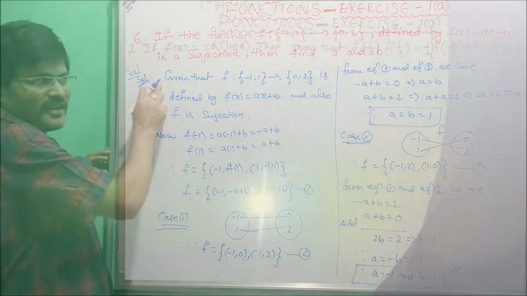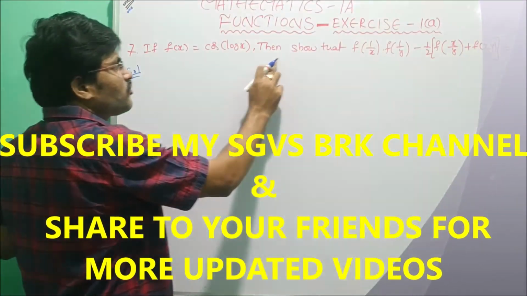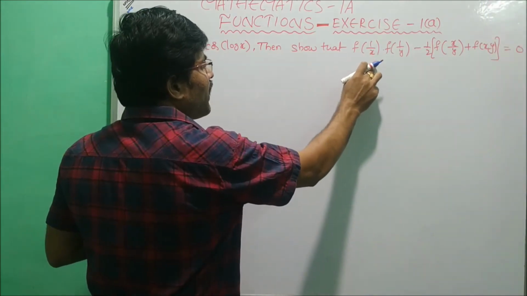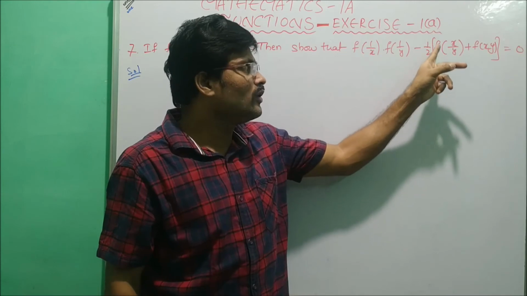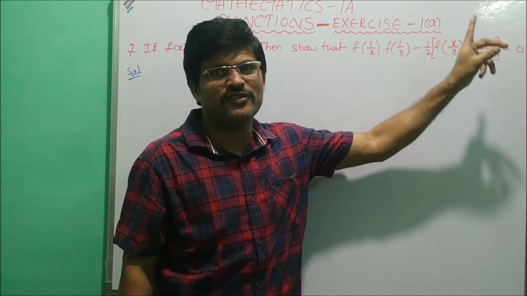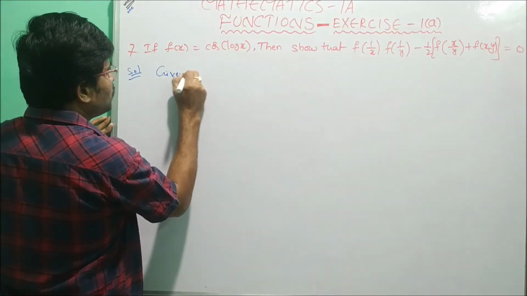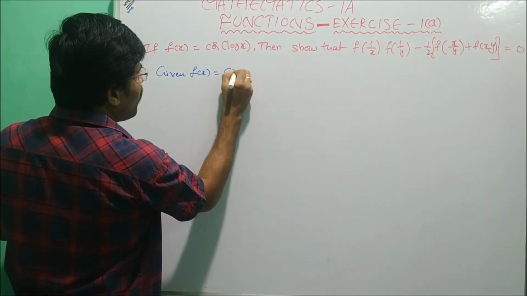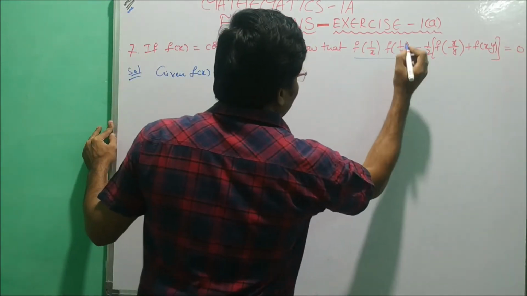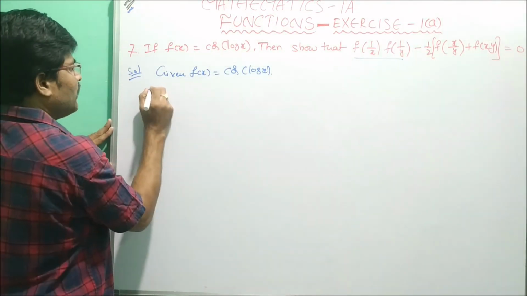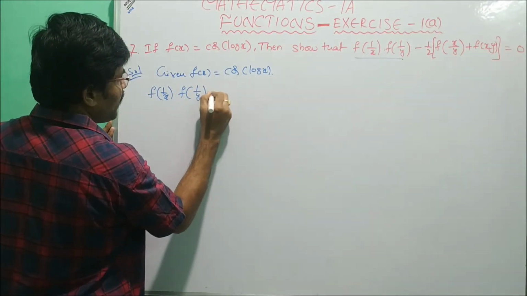Now the seventh one is: if f(x) equals cos of log x, then show that the condition f(1/x) into f(1/y) minus 1/2 into [f(x/y) plus f(xy)] equals 0. In this problem, given f(x) equals cos of log x. Here, first we find f(1/x) into f(1/y).